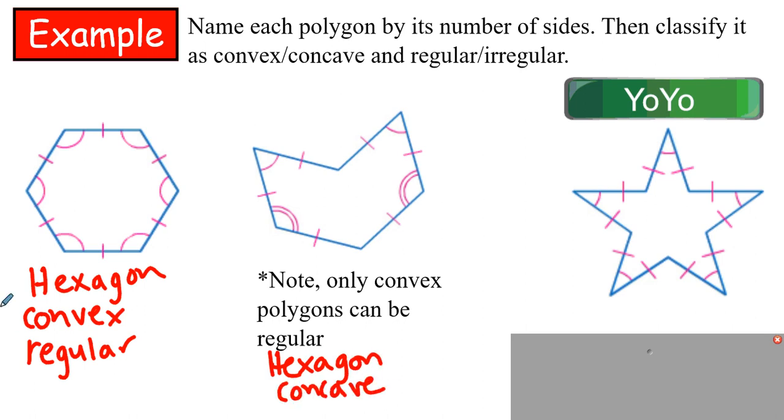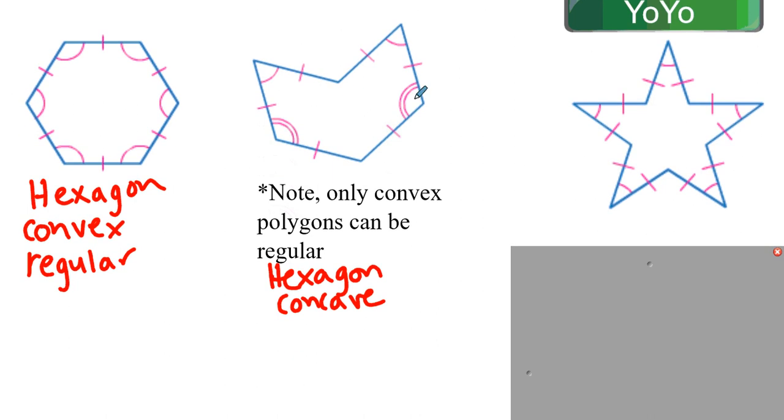If it's concave, there's no way it was ever going to be regular, but another reason it's not regular is it has all sides equal, but it doesn't have all angles equal. So that's why it is irregular.